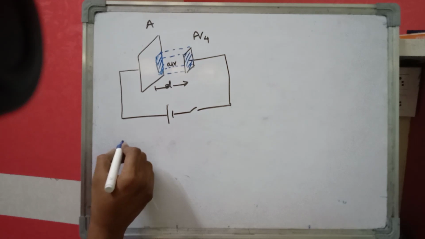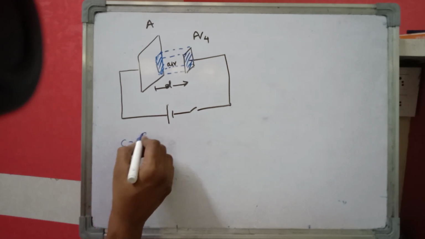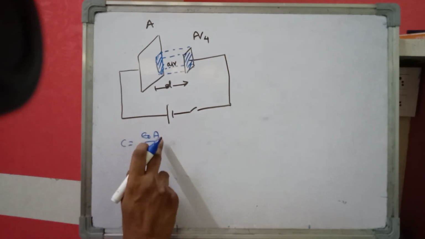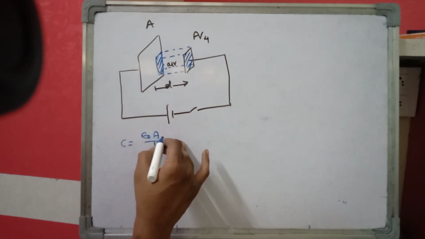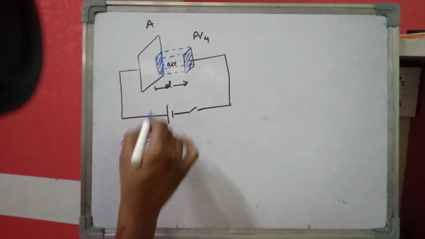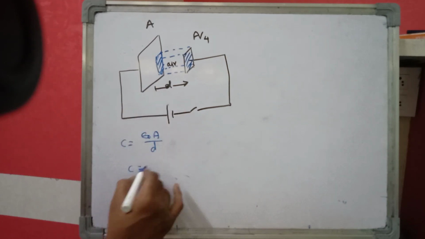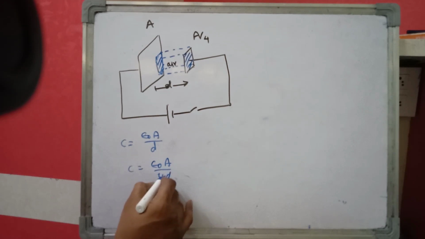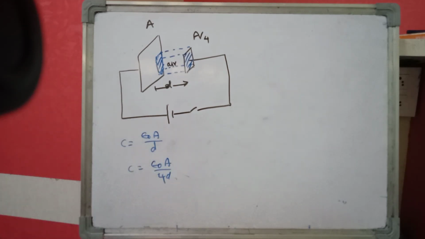That's why, we know the general formula for capacitance: C is equal to epsilon naught A divided by D. But here the area in which that electric field exists is A by 4. That's why C is equal to epsilon naught into A divided by 4D. That is the capacitance of the parallel plate capacitor.